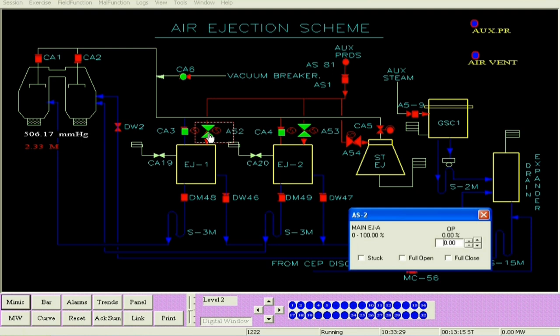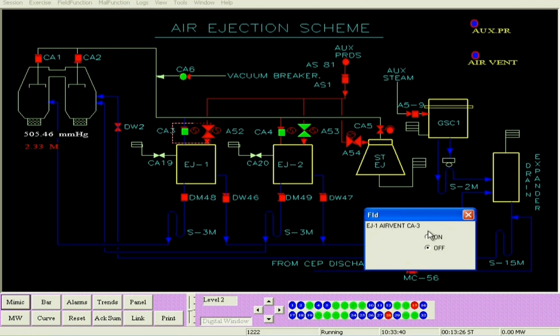First of all we have opened these drain valves, DM48, DM46, 49 and 47, and now we are going to open the ejector steam valve. Ejector number 1 steam valve we will open first, AS2 or so, and then open the air valve, that is CA5. So you will see that the vacuum will start increasing.